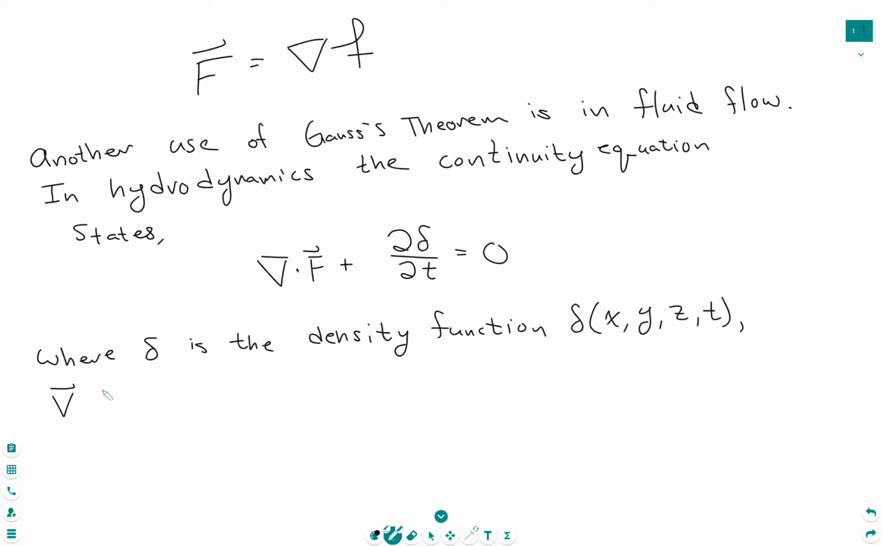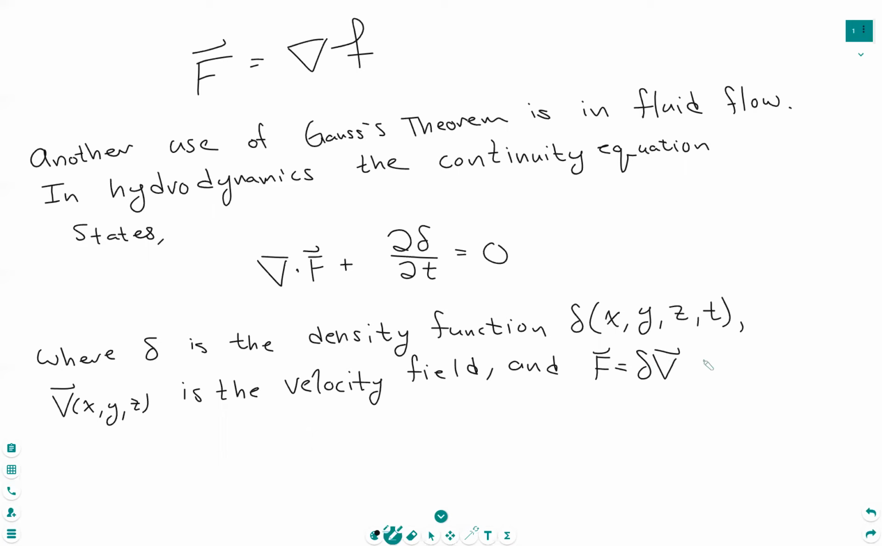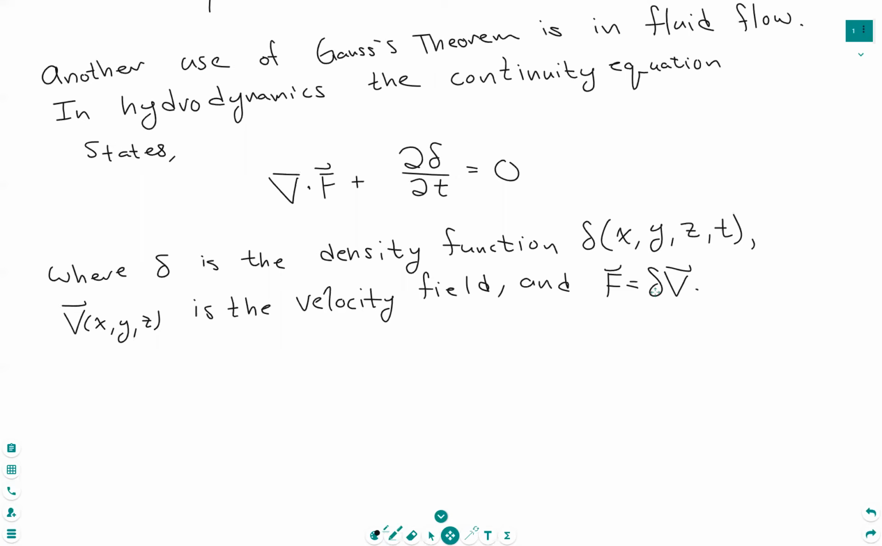V, that's not directly in the equation, but you'll see here in a second, of x, y, and z is the velocity field and F is delta times V. So if you have a velocity and you're multiplying it by this density, you can kind of think of this as a mass per second type of thing.